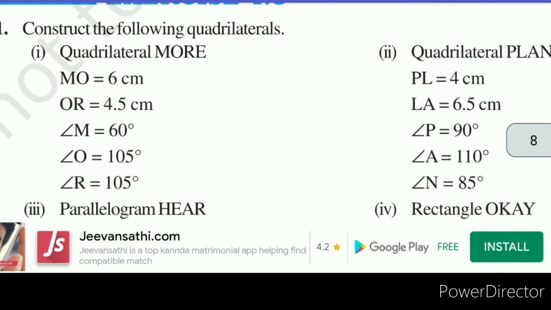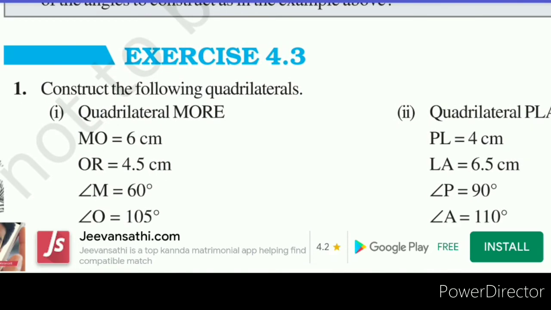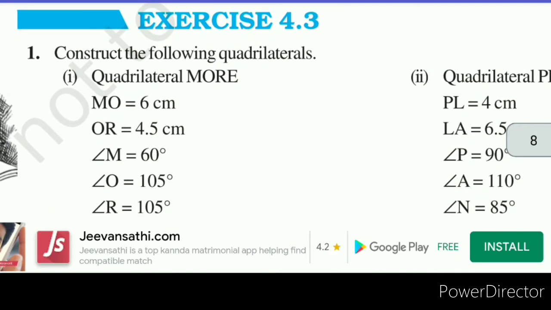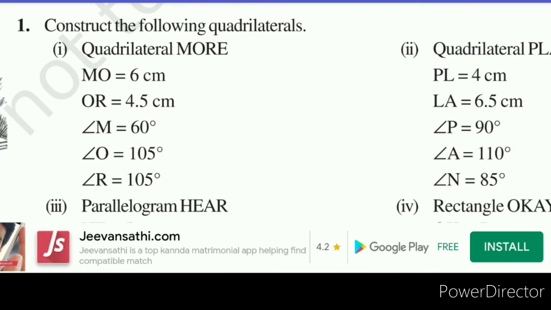Construct the following quadrilaterals. That is exercise 4.3. It is quadrilateral MORE. They are given two adjacent sides and three angles. Using these measurements, how to construct the quadrilateral? We'll see now. Totally 5 elements are given here.